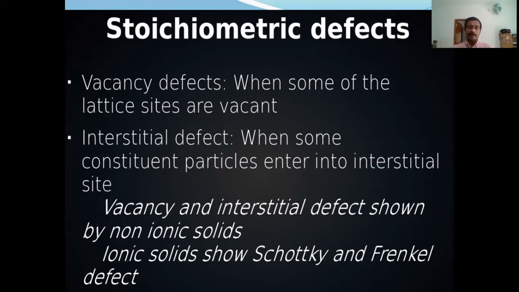Now, interstitial defect. If a particle, that means an atom, molecule, or ion, is moving from its expected lattice site to an interstitial site, then the defect is known as interstitial defect. The next point is very important: vacancy and interstitial defects are shown by non-ionic solids. Then what are the defects associated with ionic solids? They are Schottky defects and Frenkel defects.